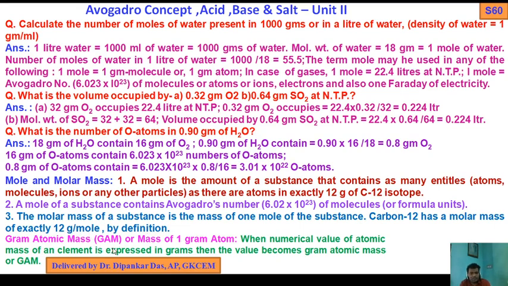Next, gram atomic mass, or the mass of 1 gram atom. When the numerical value of the atomic mass of an element is expressed in grams, then the value becomes gram atomic mass, or it can be expressed by the short abbreviation GAM.